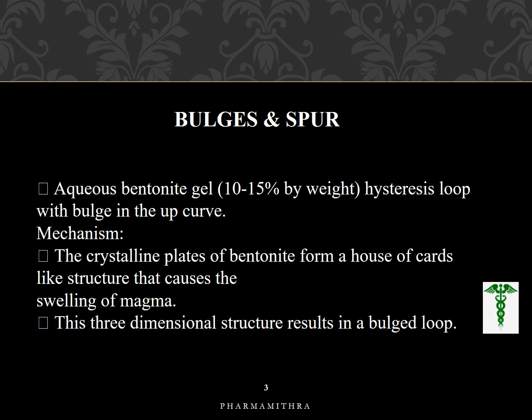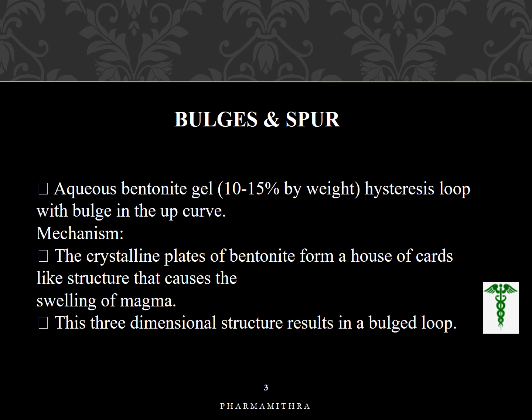Next one, bulges and spurs. These are terms you have to keep in mind. These two you can see in the chapter rheology. First of all, we are talking about bulges. If you want to explain bulges, you have to explain with an example. If you are taking aqueous bentonite gel in the concentration of 10 to 50 percent by weight, it will result in a hysteresis loop. In the up curve, you can see some loop.